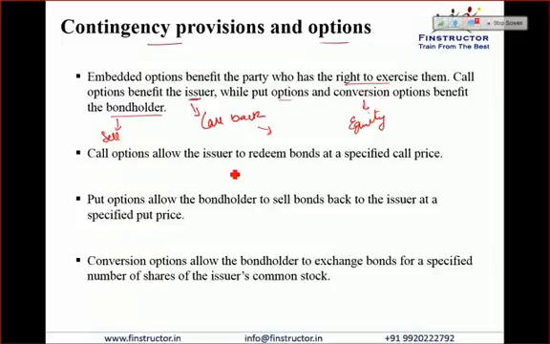Call options allow the issuer to redeem the bonds at a specified call price. A put option allows the bondholder to sell the bonds back to the issuer at a specified put price. Conversion options allow the bondholder to exchange bonds for a specified number of shares of the issuer's common stock. We'll study more about convertible bonds at level 2. However, these are some more structures that can be added to a regular bond cash flow or a regular bond agreement.